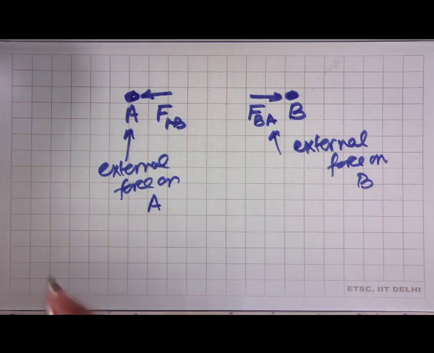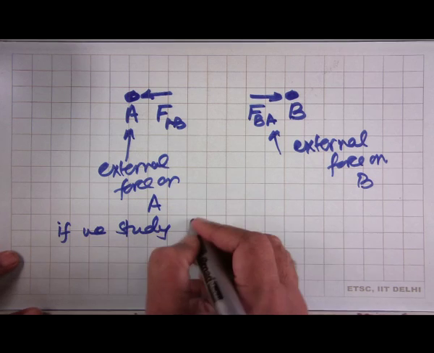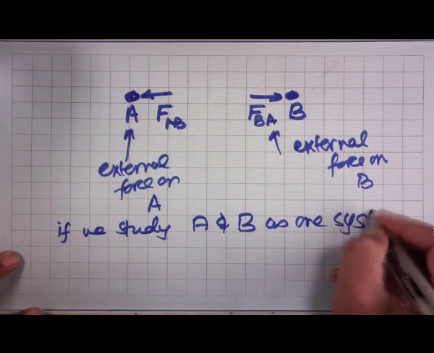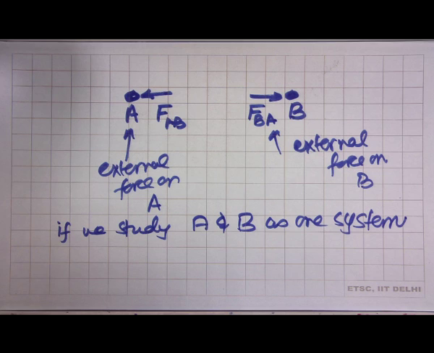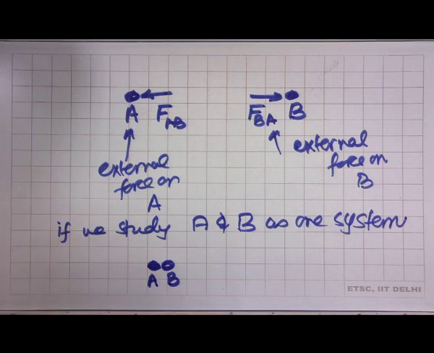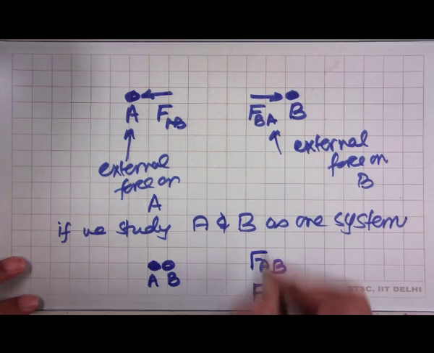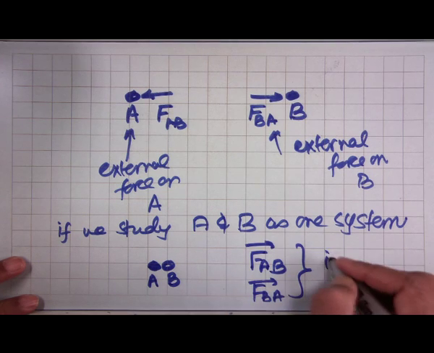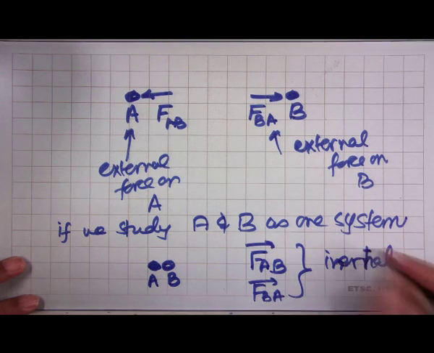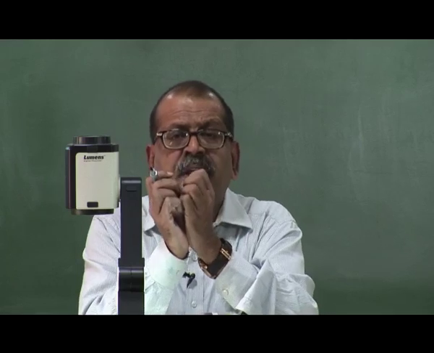But now, if we study A and B as one system, so that means now I am talking of body A and body B. Now, FAB and FBA, these forces are internal to the system. My system consists of both A and B together.